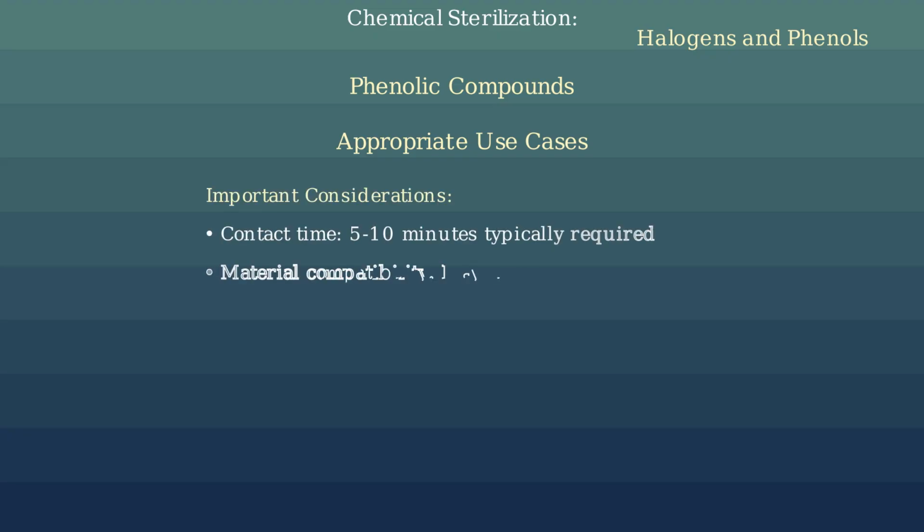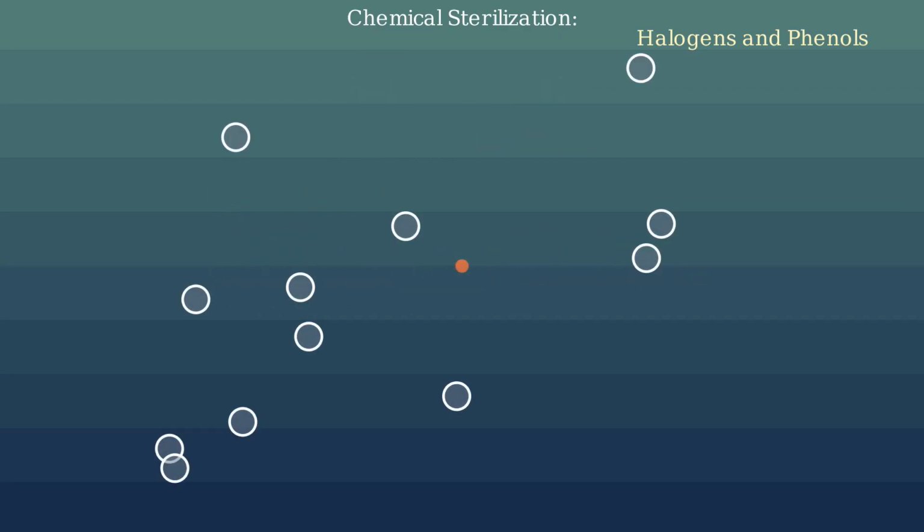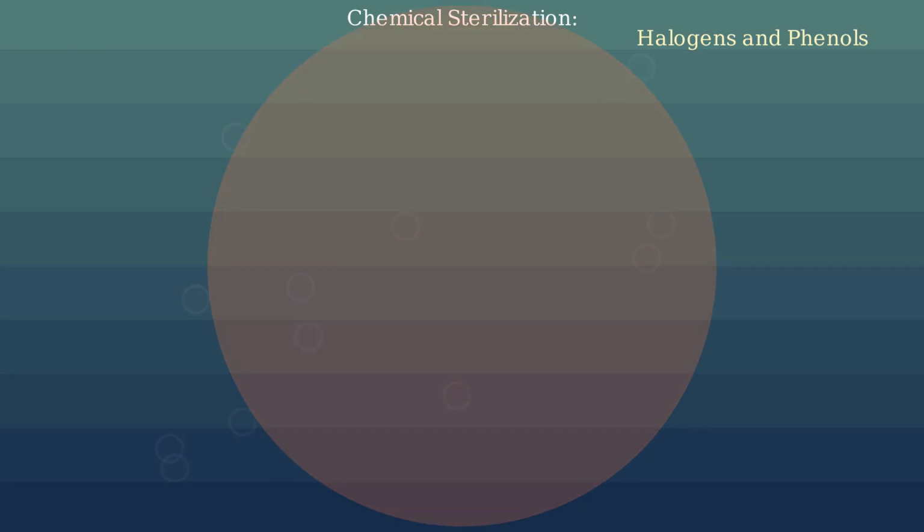When using these chemical disinfectants, it's important to consider appropriate contact time, material compatibility, and safety precautions such as ventilation and protective equipment. Both halogen and phenolic compounds provide effective chemical sterilization options for different settings and applications.